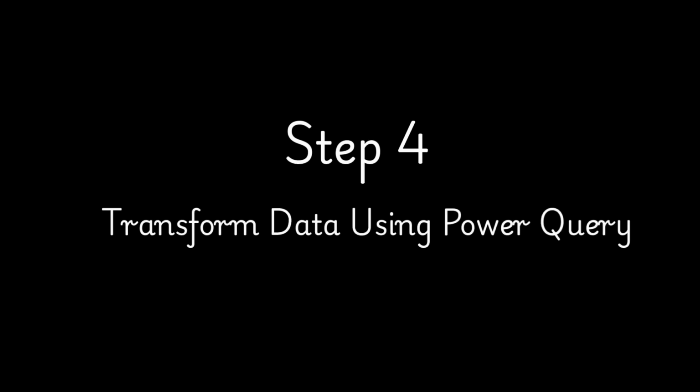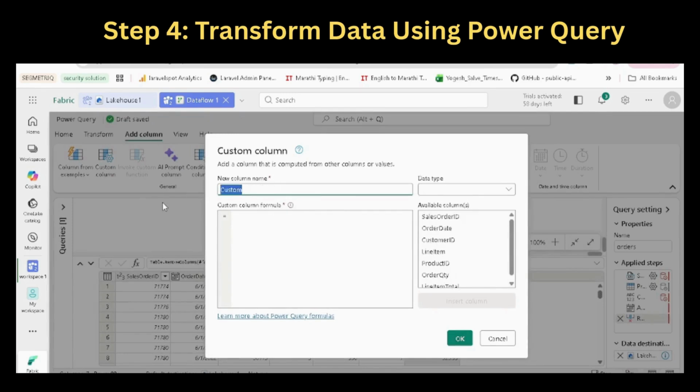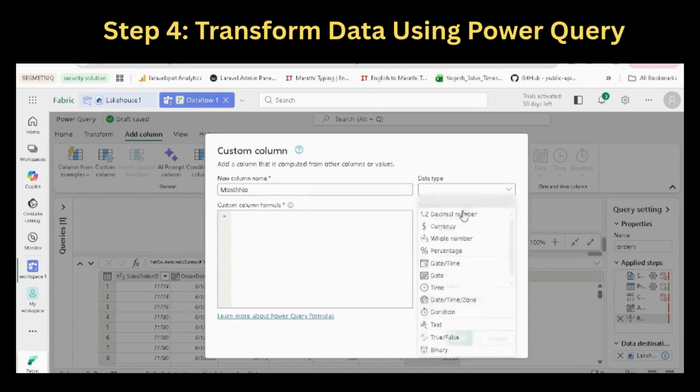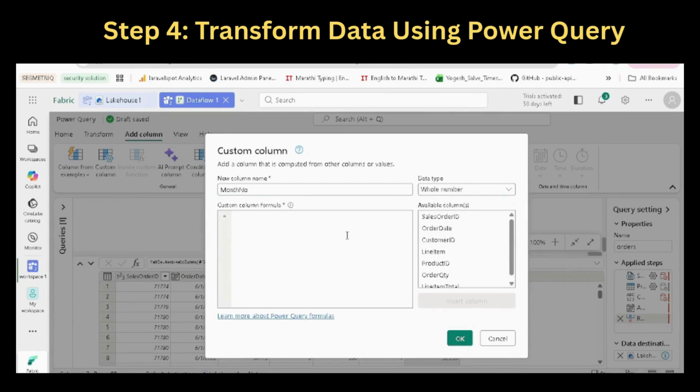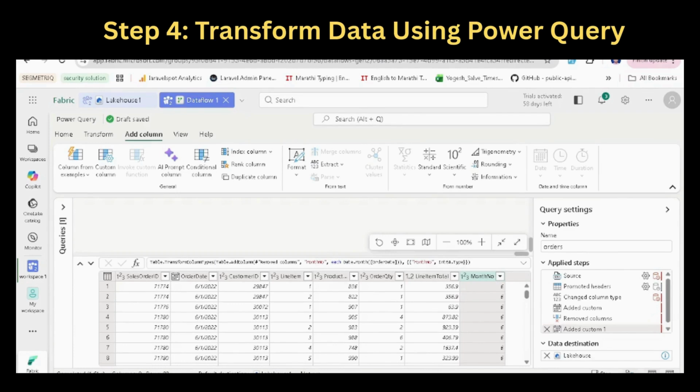Step 4. Transform data using Power Query. Now let's perform a transformation. Go to the Add Column tab in the ribbon. Select Custom Column. Set the new column name as MonthNo. Set the data type to whole number. In the formula box, write Date.Month([Order Date]). Then click OK. Now you can see a new column added, and in the Query Settings panel on the right side, you can see a new applied step.